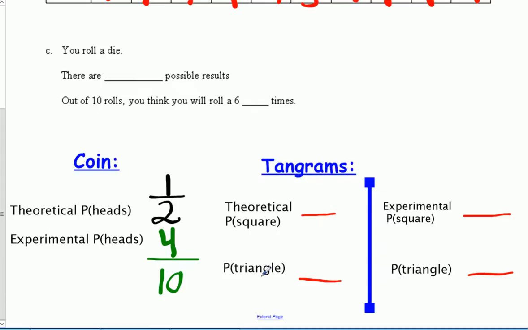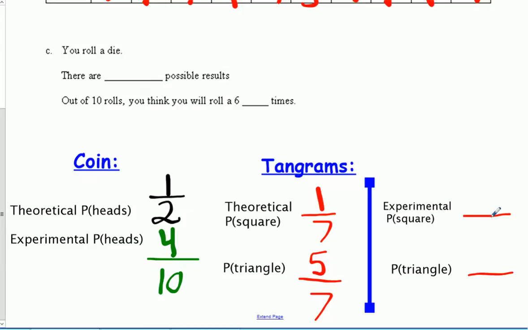Okay, so according to the bag that I gave you with tangrams in it, there were 7 shapes in each bag. That's it. Now, how many were squares? 1. That's it. Everybody's theoretical probability of picking a square is 1/7. What about a triangle? Well, there were 2 big, 2 small, and 1 medium. So that makes 5 triangles. So my probability of picking a triangle is 5 out of 7.